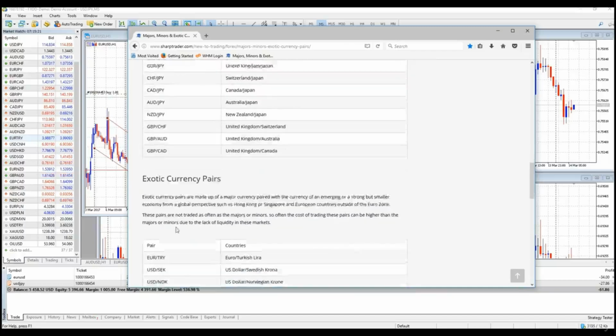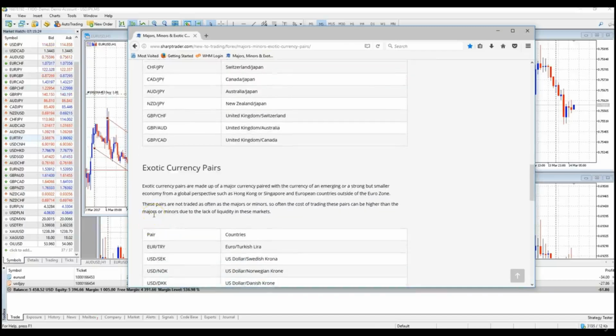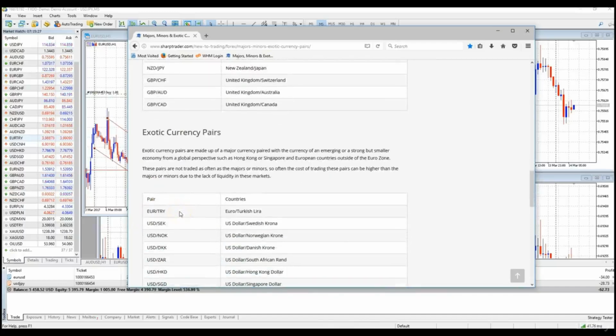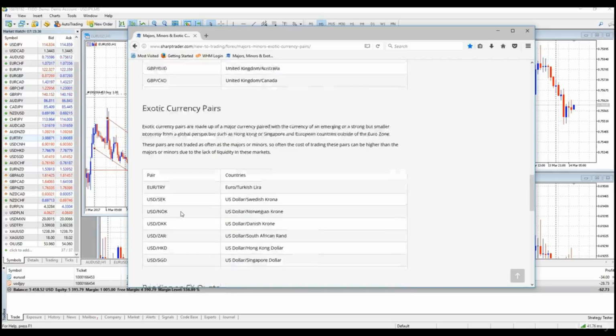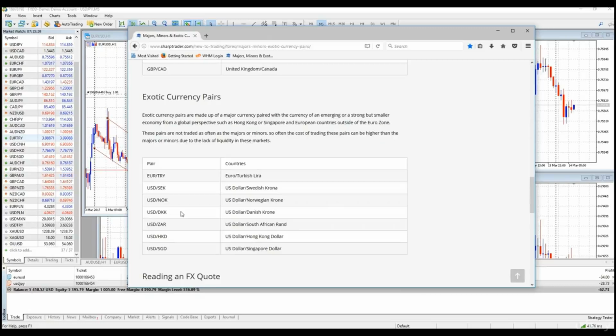And exotics are currency pairs that contain a major matched with the currency of an emerging or a strong but small economy from a global perspective, such as Hong Kong or Singapore, and European countries outside of the Eurozone. For example, Euro, Turkish lira, or the US dollar versus the Hong Kong dollar.